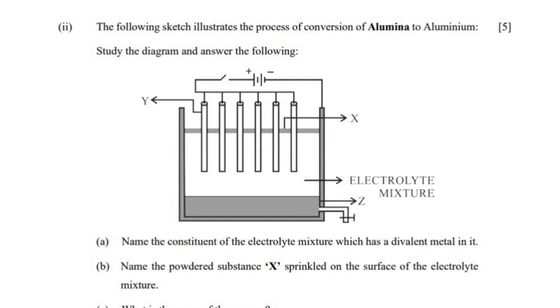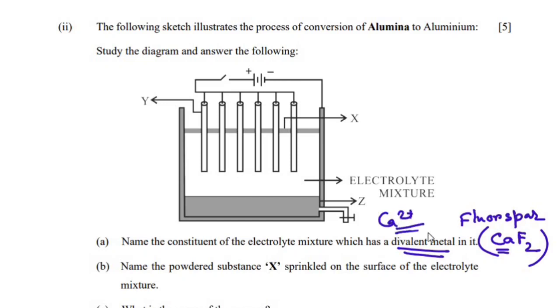Here the following sketch illustrates the process of conversion of alumina to aluminium. Study the diagram and answer the following. Here is a sketch, the electrolyte mixture. Question A, name the constituent of the electrolyte mixture which has a divalent metal in it. The answer should be calcium fluoride, that is fluorspar. The divalent metal in it is calcium. We know calcium has valency 2, divalent Ca2 plus.